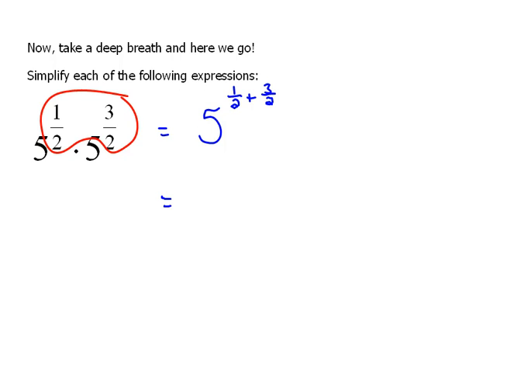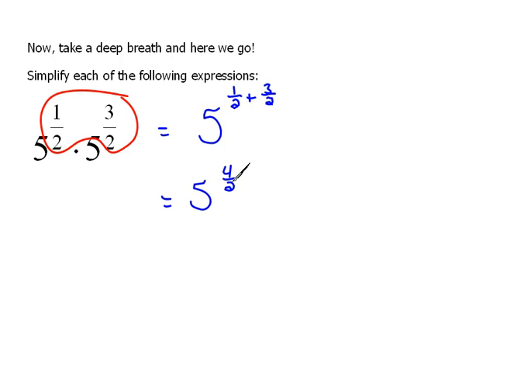Now, just let one step lead you into the next step. So looking at this, we have to decide what can we do. And we can go ahead and add these exponents because 1/2 plus 3/2 would be 4/2. And now we reevaluate the problem each step of the way. Look at it again and say, okay, what can I do?